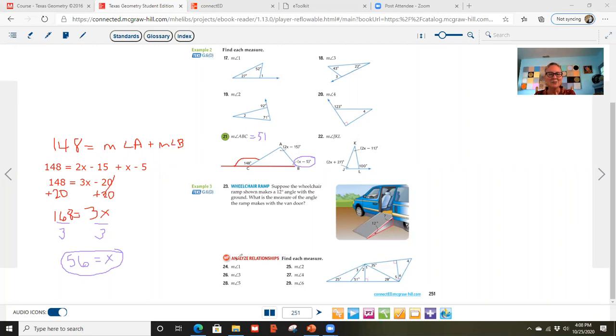I didn't assign you 24 through 29, and I really like them. But it's pandemic, so I'm trying to pick nicer problems, easier problems. But that one's pretty fun. If you wanted to play around with that, you could ask me for the answers later. And that's it.